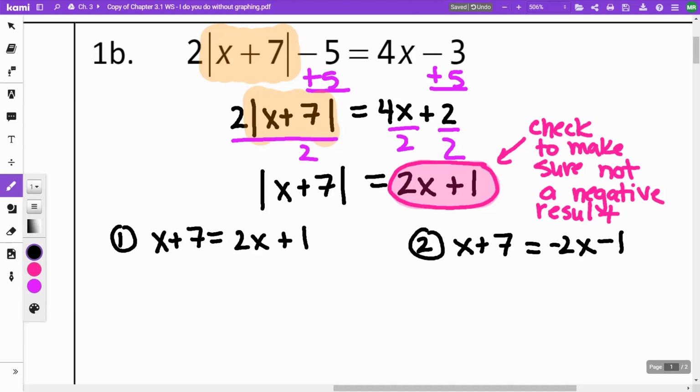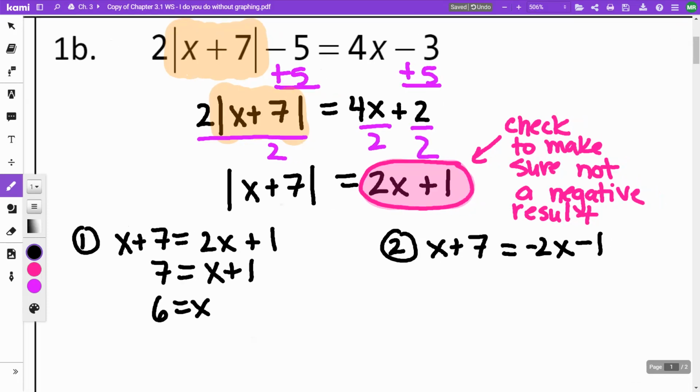So when I solve, I'm going to minus x from both sides on the first one, and I get x plus 1. I'm going to minus 1 on the first one, and I get x is equal to 6. And I'm going to check that answer here in a second.